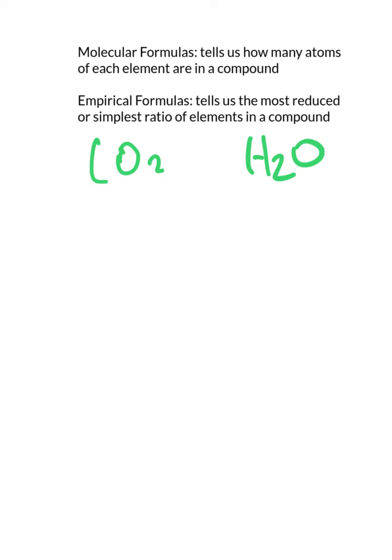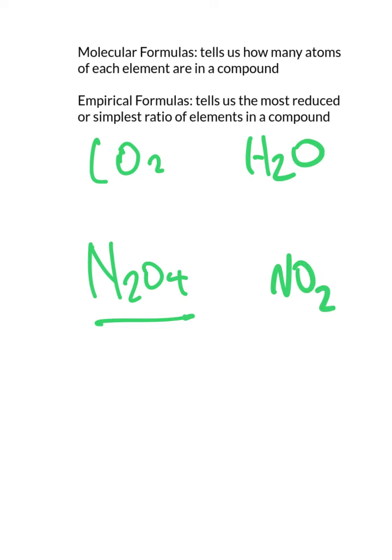Sometimes, though, they are not the same, like with N2O4. This is the molecular formula, but the empirical formula would be NO2. Sweet. Now that we have those definitions out of the way, I want us to consider an example. Say that we have a compound that we know is composed solely of hydrogens and carbons, but we don't know the amount, and thus we don't know its empirical formula or its molecular formula.